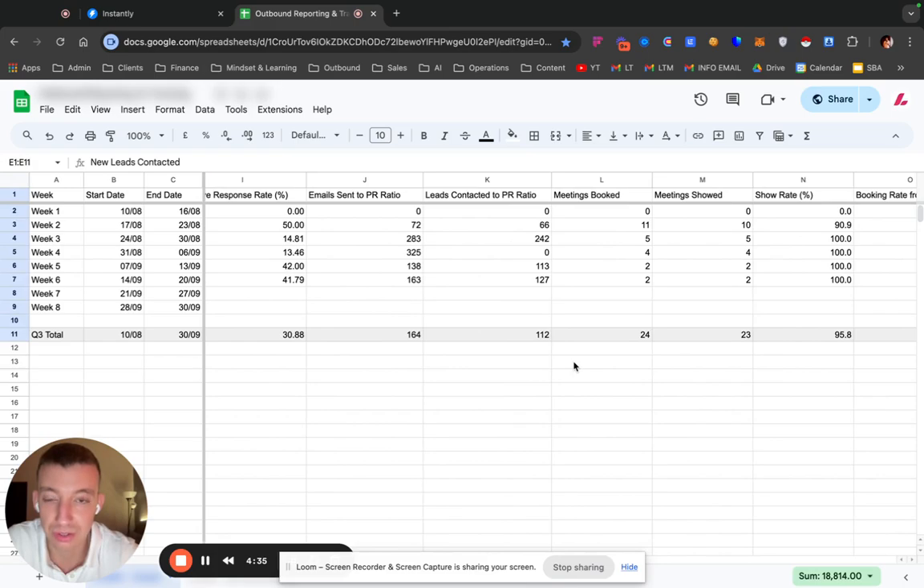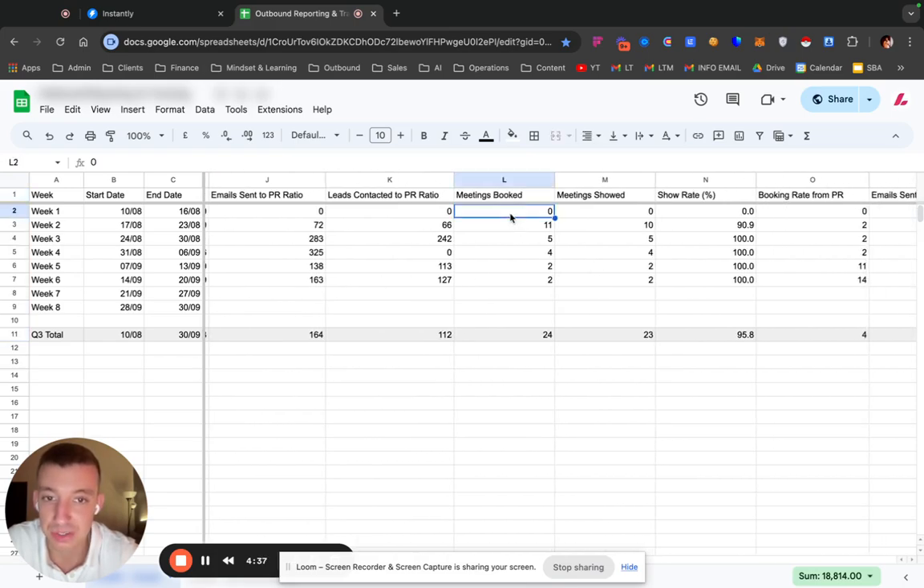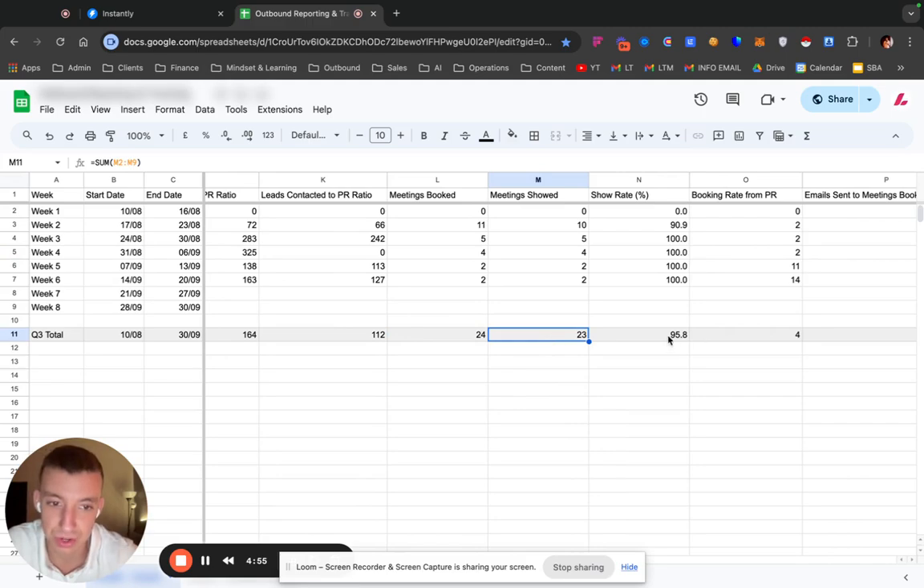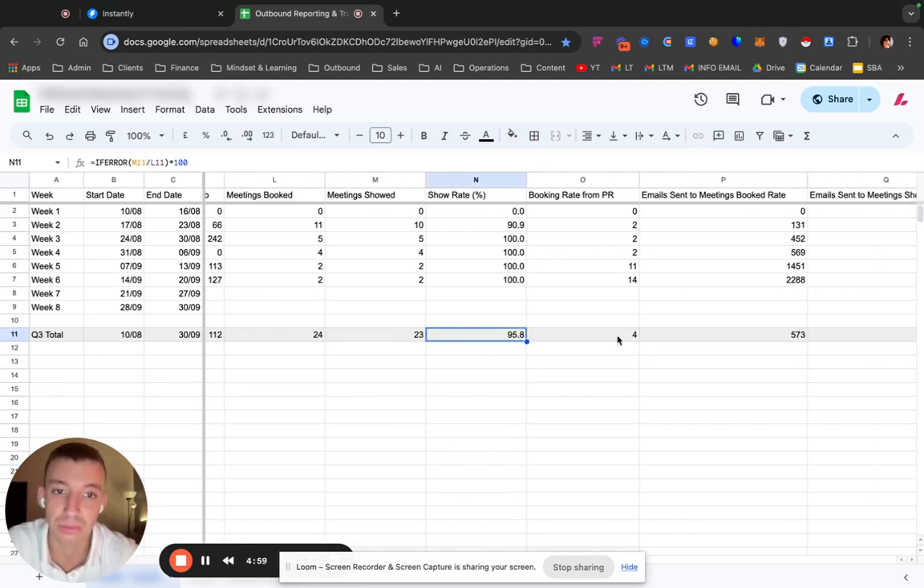Then we have got, what's next? Meetings booked. So obviously we're tracking the number of meetings that have been booked. This is pretty normal. First week, nothing. And then it kind of ramped up quite a bit to 11, and then sort of steadied out. So over the course of 1, 2, 3, 4, 5 weeks, booked 24 meetings here, 95% show rate. So we had 23 out of 24 people show up to those meetings.